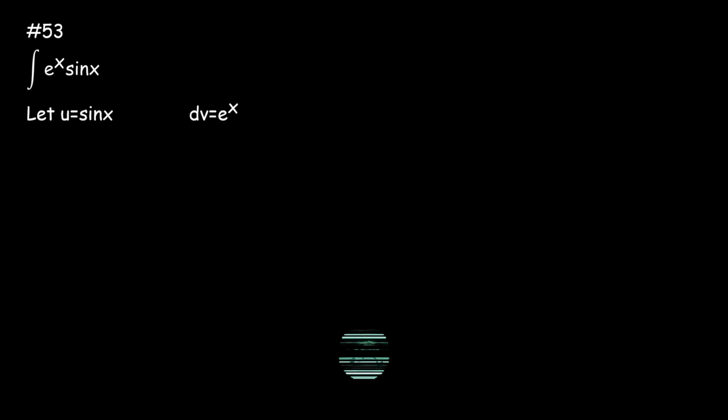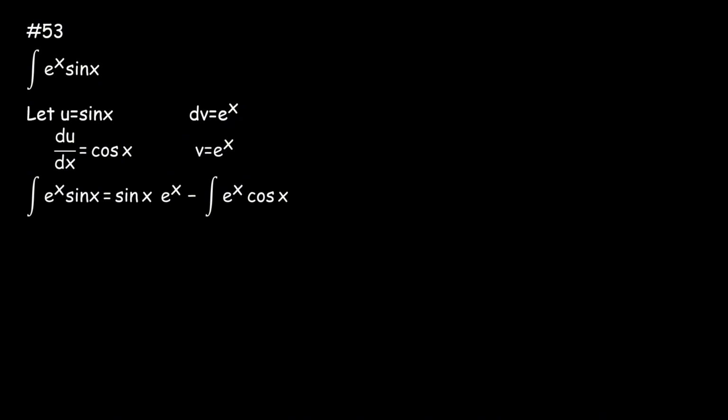In this case, you can take either of them as u or dv because either of them are easy to integrate or even differentiate, right? So in that case, the derivative of u would be cos x, and the integral of v would just be e to the power x. Substituting this into the formula for integration by parts, we're going to have sine x e to the power x minus the integral of e to the power x cos x.